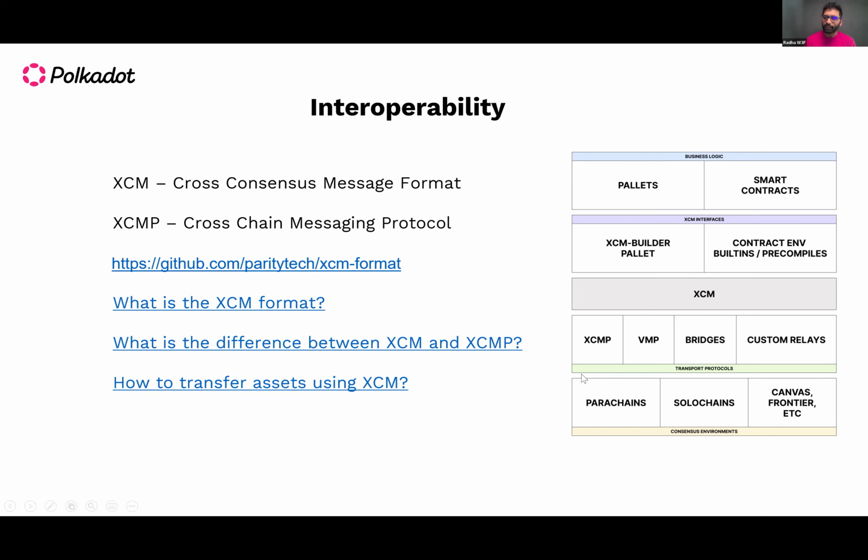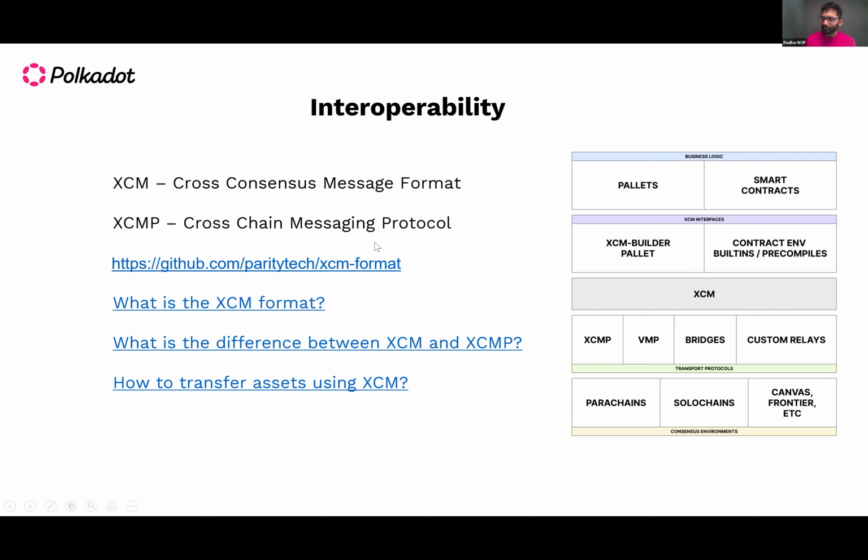XCMP is that. So as you can see, the C here is also different. Cross consensus message format. What this means is there are different blockchains. The blockchains could have their own logic, and that logic can be upgraded. Still, they should be able to talk to each other. That is taken care of by XCM. It's at the semantic level.